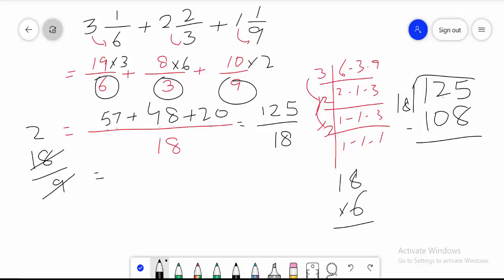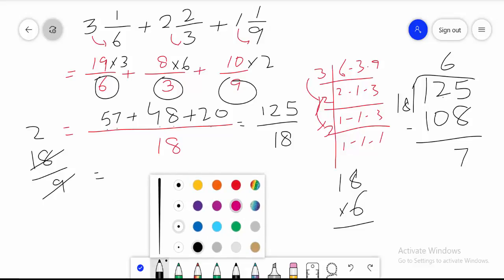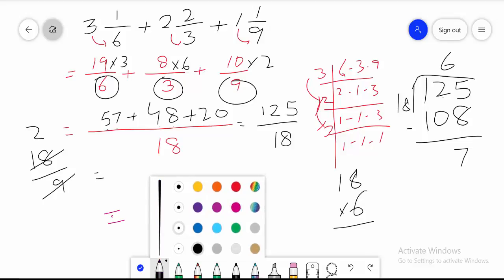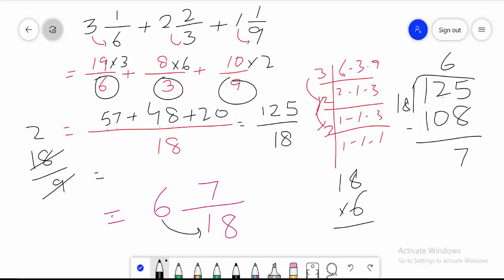Now carry 1, 15 minus 8 is 7, 6 here. Now I'm going to write the answer. The answer of this fraction would be 6 whole 7 over 18. Now if you want to check whether you did it wrong or right, just multiply 6 with 18, that answer is 108. Simply plus 7, that would be equal to 125.